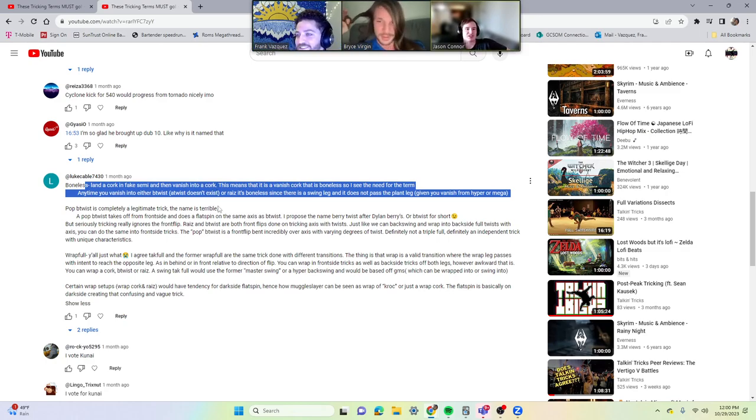Okay. Boneless. Land a quirk in fake semi. So land a quirk in short hyper, and then vanish into a quirk. This means that it is a vanish quirk that is boneless. So I see the need for the term. The issue with that is you can vanish into a quirk from any landing stance. This is just a very hyper specific instance of a vanish quirk.